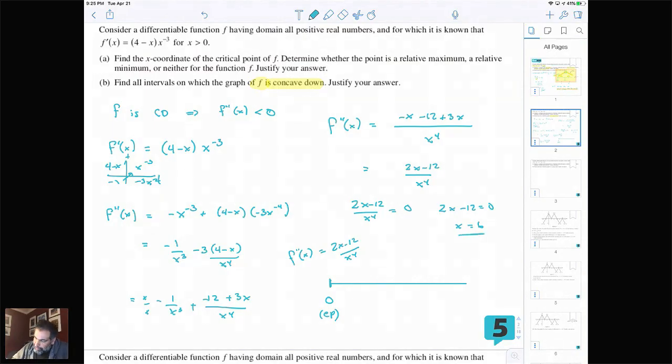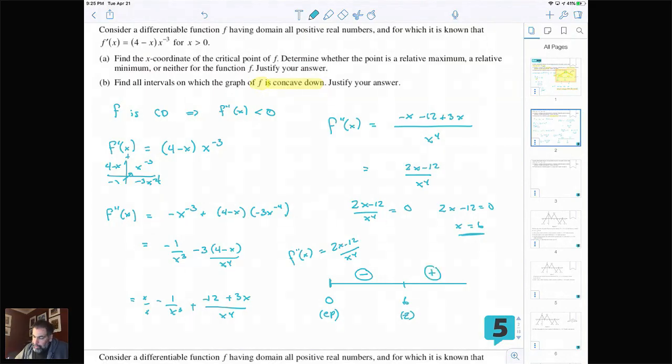And now we're finding that the second derivative is equal to 0 at 6. So I'm just going to test the value before 6 and the value after 6 and find out what we get. When we test the value before 6, pick any number between 0 and 6 and plug it into the second derivative. I'll pick 1. The denominator is going to be positive. The numerator is going to be negative. And when I pick any value greater than 6, the denominator is always positive. It's raised to the fourth, and the numerator will be positive as well.